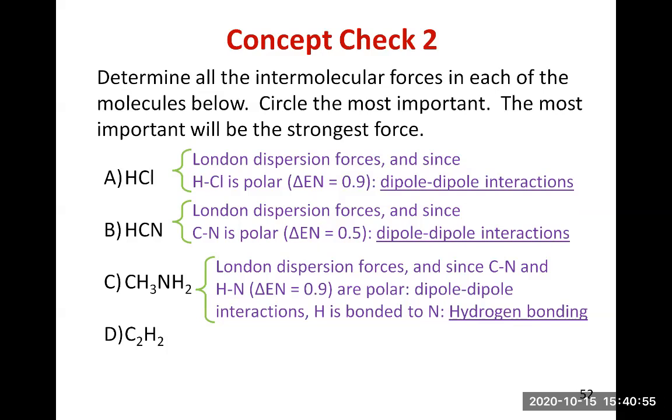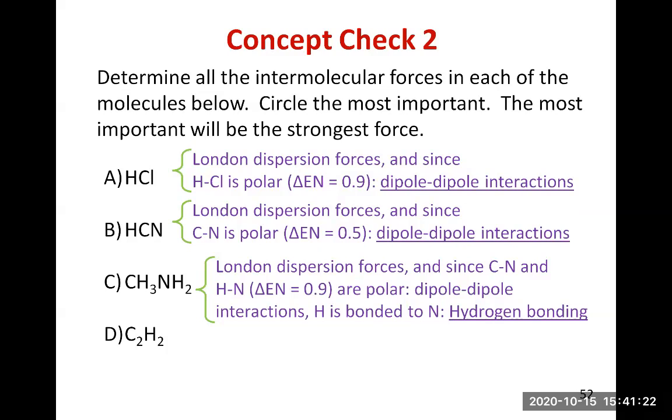And finally, nitrogen is bonded to hydrogen. And because of that, the hydrogens of one molecule will be attracted to the nitrogens of another molecule. So hydrogen bonding is possible here. And so that's the strongest of the three forces here, hydrogen bonding.